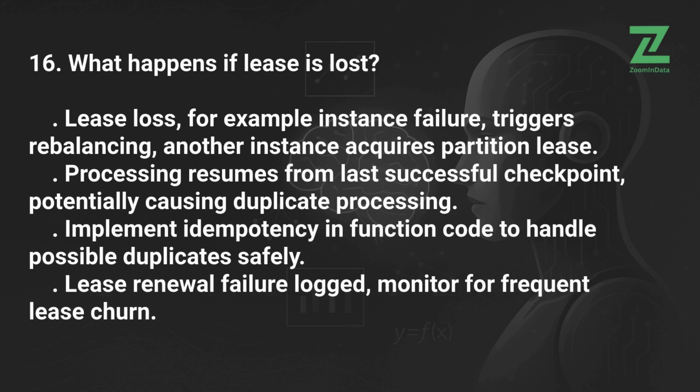16. What happens if lease is lost? Lease loss, for example instance failure, triggers rebalancing. Another instance acquires the partition lease. Processing resumes from the last successful checkpoint, potentially causing duplicate processing. Implement idempotency in function code to handle possible duplicates safely. Lease renewal failure is logged. Monitor for frequent lease churn.